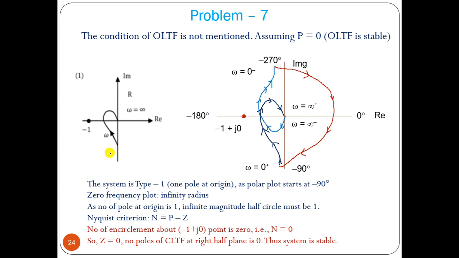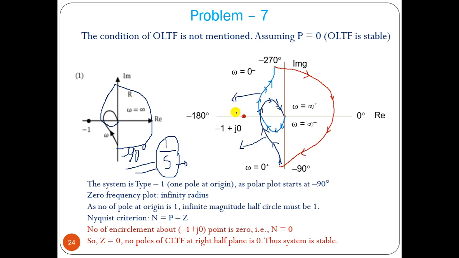You have to complete the Nyquist plot. So this starts from minus 90 degree, so it is a type 1 system. We have a 1 by s term, one pole at origin. So this should be your inverse plot, and we must have one half circle because we have one pole at origin. So this is your polar plot, this is your inverse polar plot. In between we have this 0 radius, and this is your one half circle.